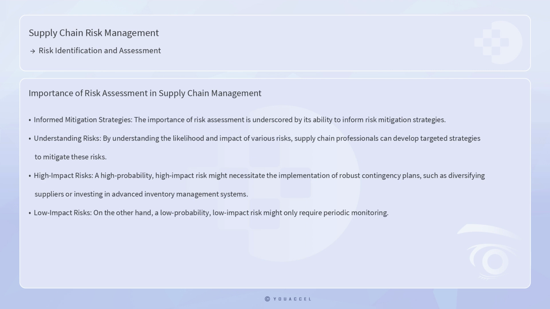The importance of risk assessment is underscored by its ability to inform risk mitigation strategies. By understanding the likelihood and impact of various risks, supply chain professionals can develop targeted strategies to mitigate these risks. For instance, a high-probability, high-impact risk might necessitate the implementation of robust contingency plans, such as diversifying suppliers or investing in advanced inventory management systems. On the other hand, a low-probability, low-impact risk might only require periodic monitoring.